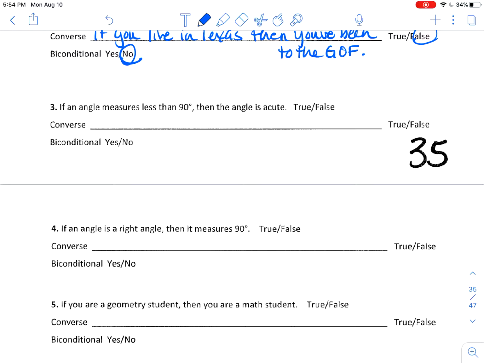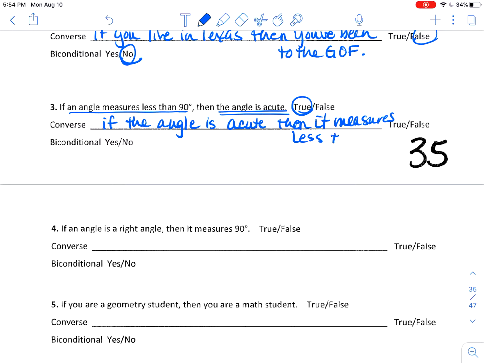Number 3, if an angle measures less than 90, here's our hypothesis, then the angle is acute. Here's our conclusion. That is true. Angles that are less than 90 are acute. The converse, if the angle is acute, then it measures less than 90. That is also a true statement. So this is a biconditional statement.